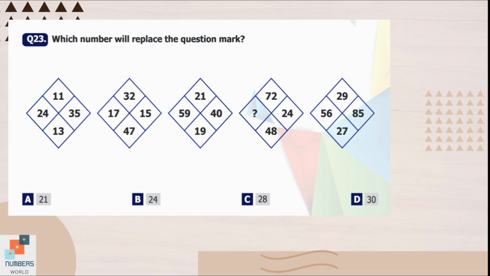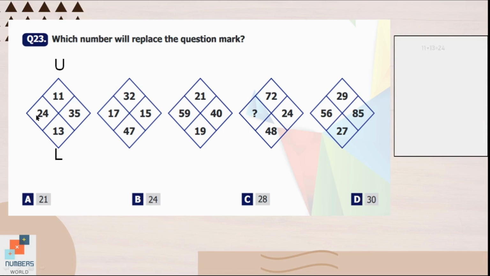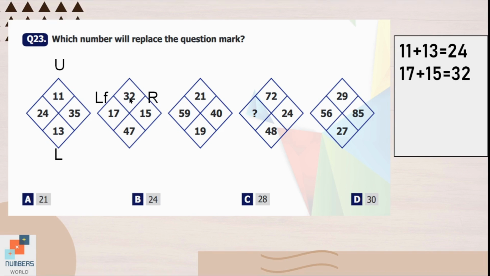Question number 23, which number will replace the question mark? So first of all, we are going to decode the pattern. We will add the numbers written in the upper and lower boxes. The answer is already written in the left box, that is 24. So 11 plus 13 is equal to 24. In the next figure, we are going to take half rotation and add the numbers written in the left and right boxes. The answer is already written in the upper box, that is 32.